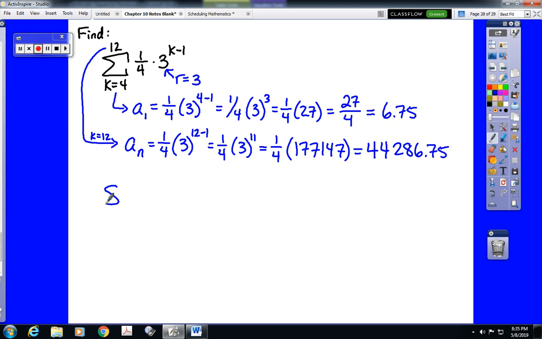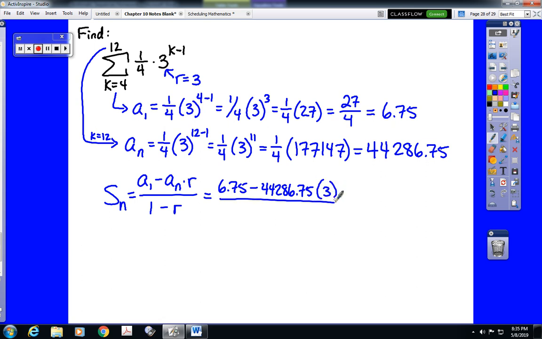So we're going to go in and do our sum, which is again a1 minus a sub n times r over 1 minus r. So that would be 6.75 minus 44,286.75 times 3 over 1 minus 3. Now notice I am not rounding anything off ever. We do not round our answers at all.